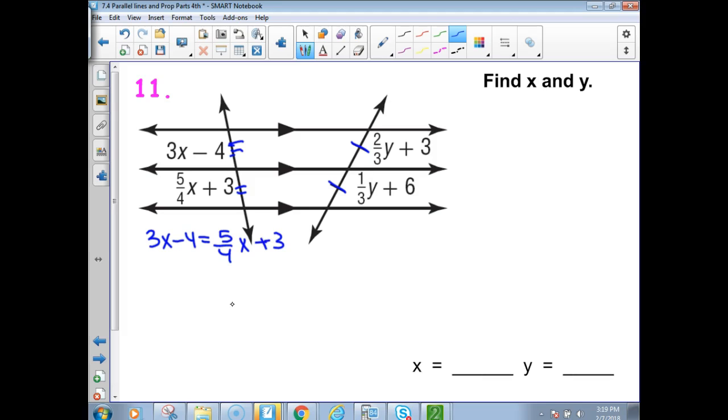Now, I think we might as well change 5/4 to a decimal. If you think about money, that's 5/4 quarters, which would be 1.25, $1.25, if you will, plus 3. We can subtract 1.25x from both sides. What is 3x minus 1.25x?